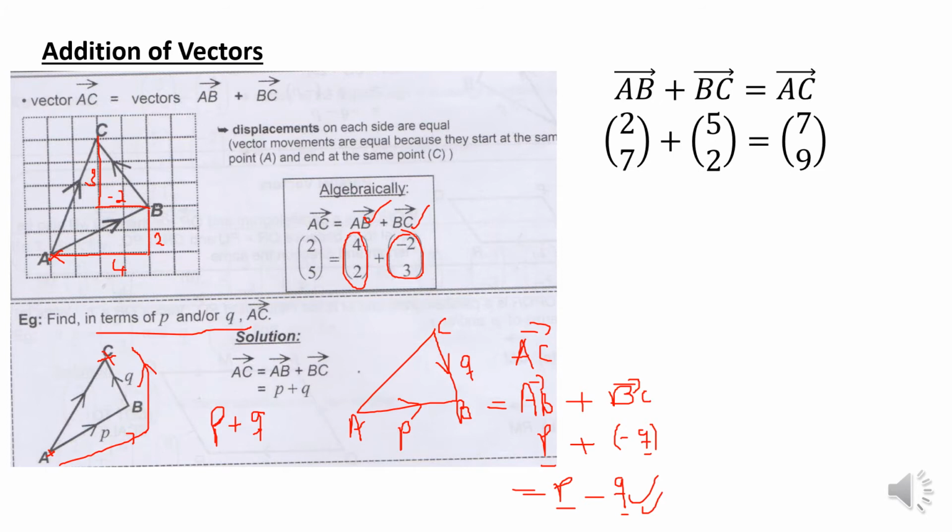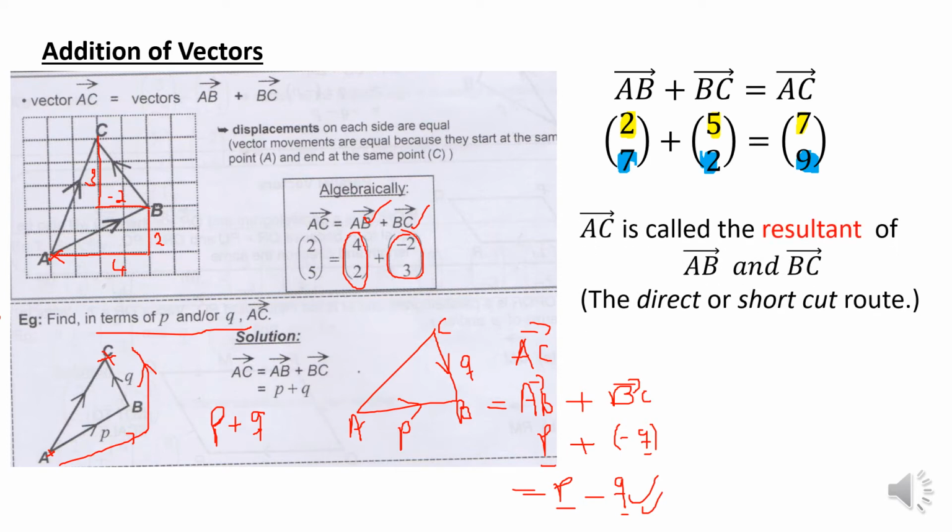So I'm going to bring in one more quick example here for you to have a look as to how I add the vectors, and it's quite straightforward. As I indicated, you are adding the x components together, that gives you that value there, okay, and then you add the y components together, the 7 plus the 2, that gives you the 9 there. So 7, 9 is the resultant. We call that the final answer. It's the direct route from A to C. That resultant is the direct or shortcut route or journey that you take to go from one point to the other.